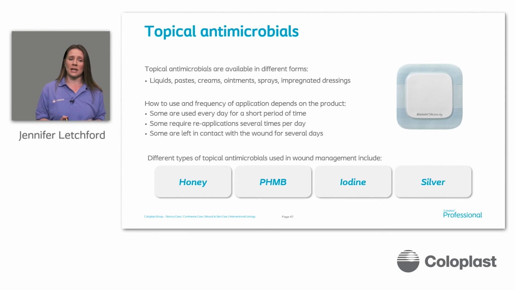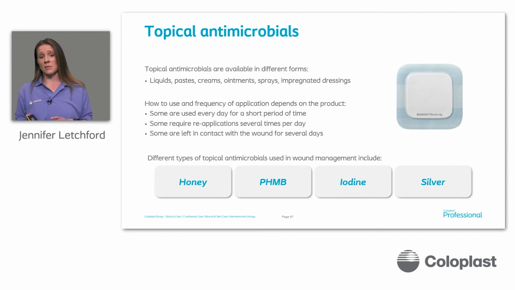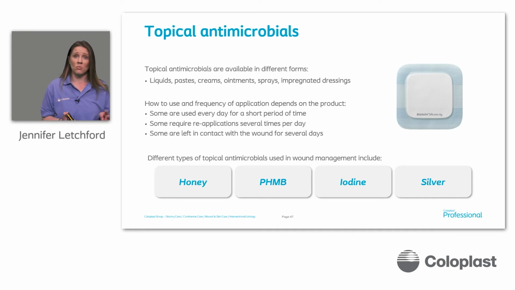We then move on to topical antimicrobials, and I already mentioned that you might find topical antimicrobials impregnated into either foam dressings or some of the alginates or gelling fibres. But there is a whole array of antimicrobials that we can access. These are things like honey, PHMB, iodine or silvers. And they all work in slightly different ways. And again, it's really important that you understand what you have available to you and how that works.